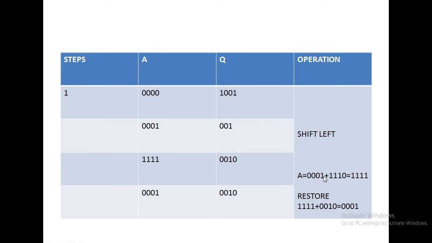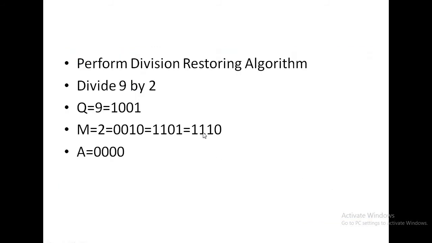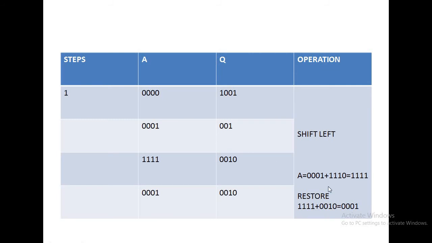Value of A is 000M plus the 2's complement of M, which is 1110. So the result is 4 ones. I am writing here 4 ones. Then check after addition.